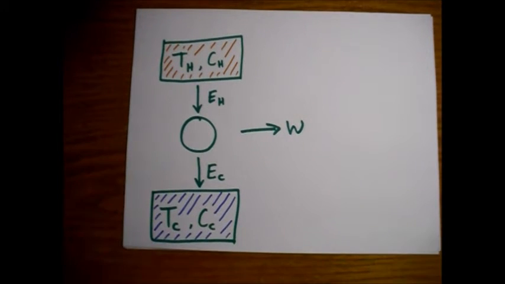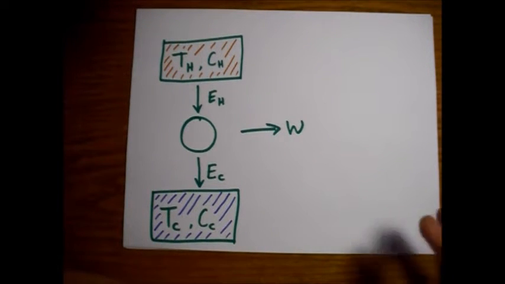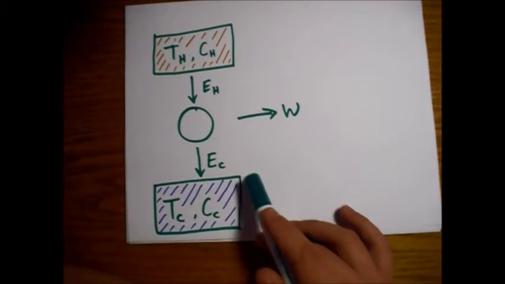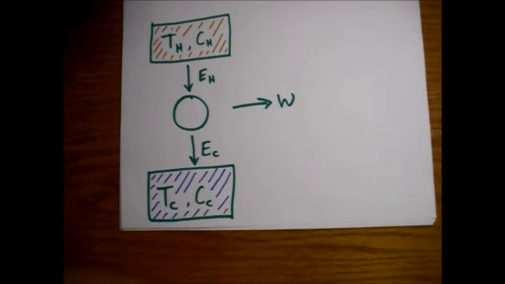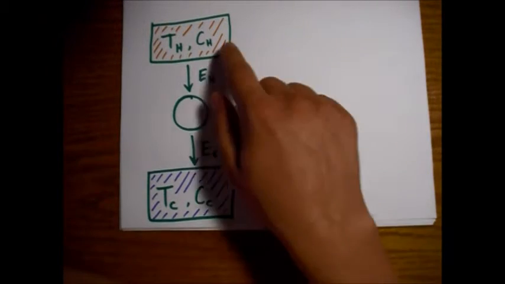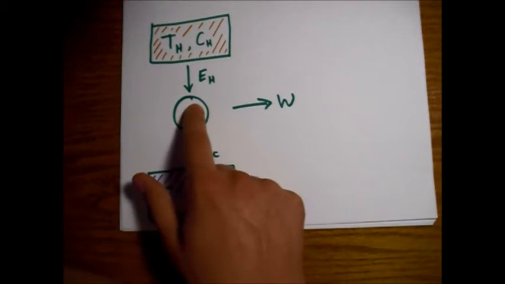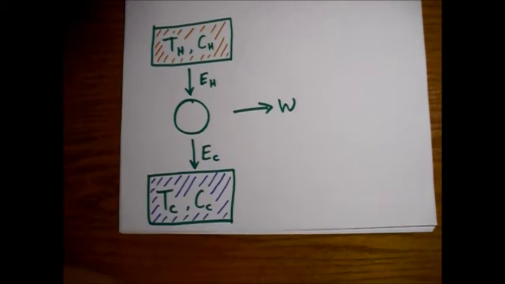Alright, suppose we had two thermal reservoirs. So this one up here and this one down here. There are two different temperatures. This one's hot, this one's colder. And we want to put a heat engine in there.